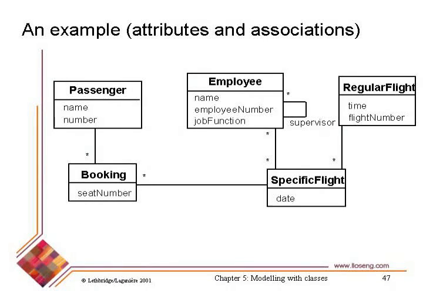So we've already seen passenger, booking, and specific flight. We looked at that a couple of lectures back when we talked about the association classes. We said that a booking is the association class. Booking has one passenger, one specific flight.